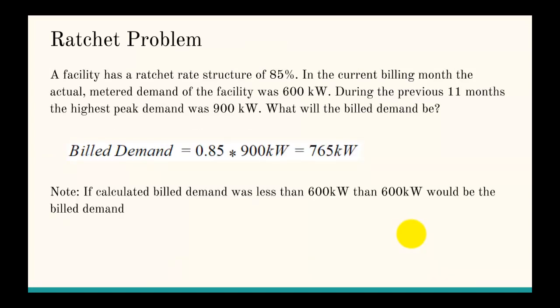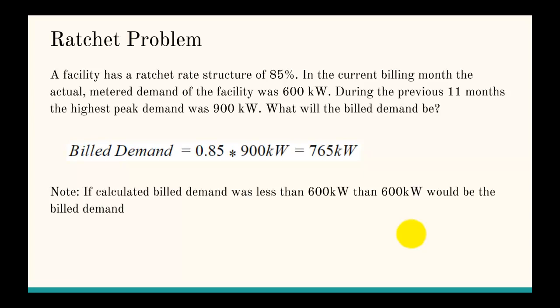Okay, now that's the ratchet problem. So in this case, a facility has a ratchet rate structure of 85%. In the current billing month, the actual metered demand of the facility was 600 kilowatts. During the previous 11 months, the highest peak demand was 900 kilowatts. What will the billed demand be?